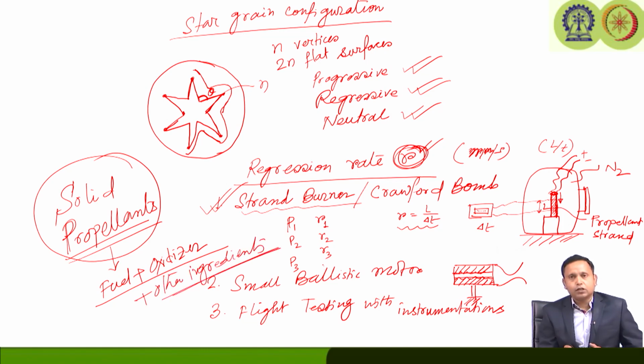In the next class we will start looking at the different characteristics the propellant needs to fulfill. What are the requirements to be fulfilled by the propellant in order to have them in the propellant grain? So the criteria for selection of the propellants we will discuss in the next class.